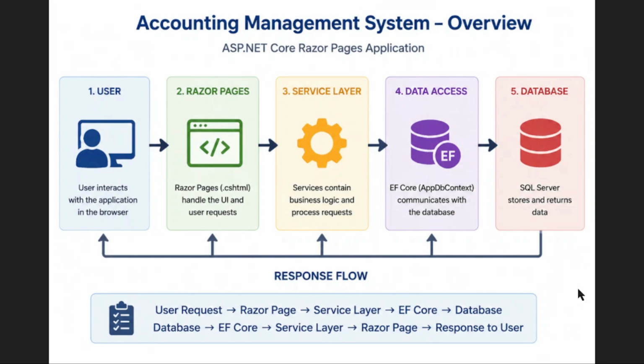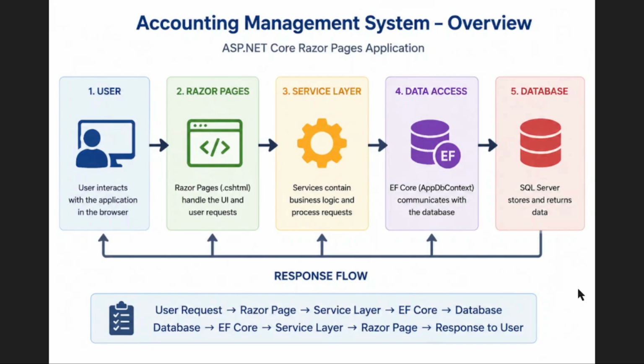The service layer contains the application's business logic, such as retrieving customers, adding new records, updating data, or deleting records. This keeps our Razor pages clean because database operations are not directly written inside the UI layer. The service layer communicates with Entity Framework Core through the DbContext. Entity Framework Core works as an object-relational mapper, ORM, that converts our C# objects into database operations. Finally, the data is stored and retrieved from SQL Server.